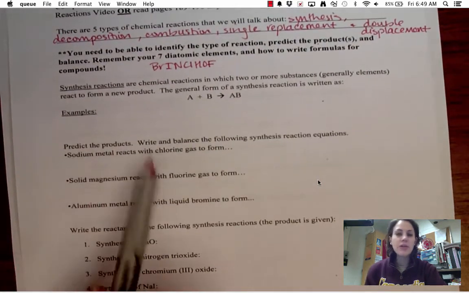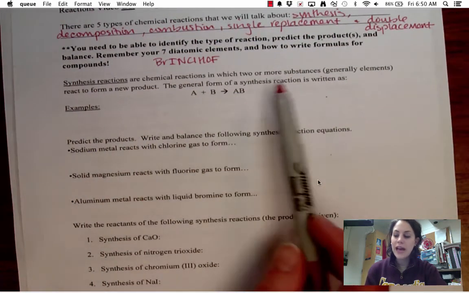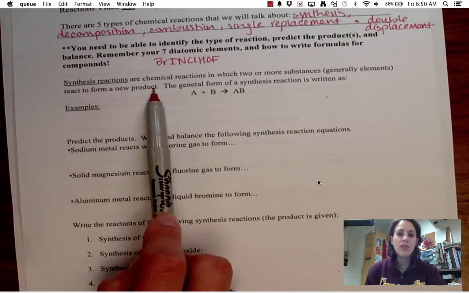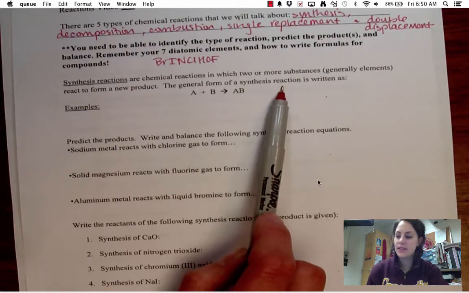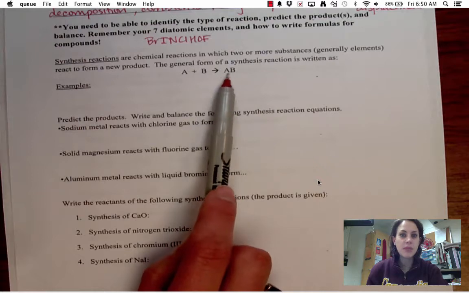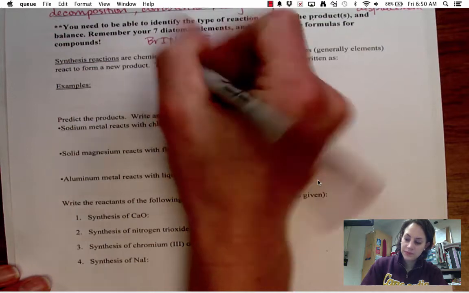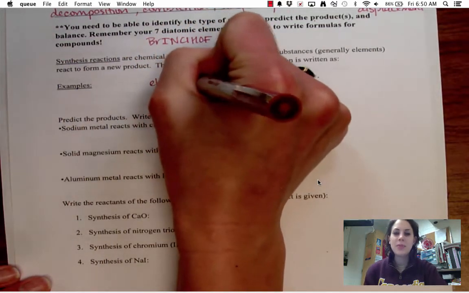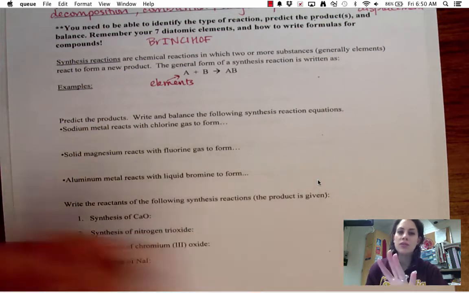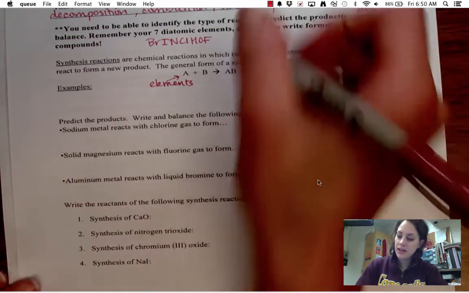Synthesis reactions are chemical reactions in which 2 or more substances, usually elements, react to form one new product. And so the general form of what that reaction looks like is written as this. So I have A plus B is formed into AB, which is a compound. So these are generally going to be elements, but not always. We see examples where sometimes I can have 2 compounds that just form one bigger compound, but most of the time they're going to be elements. Not always.